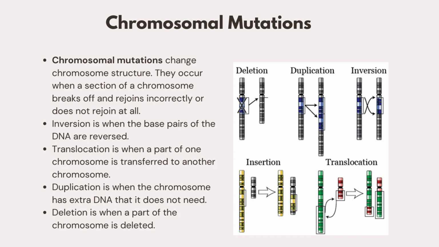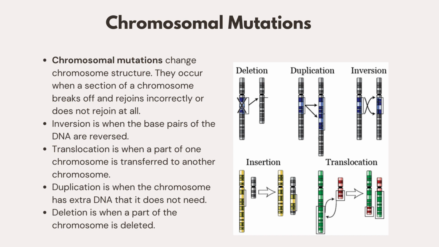Next is translocation. Translocation happens when a segment of one chromosome breaks off and attaches to another chromosome. This results in the transfer of genetic material from one chromosome to another. Duplication involves the presence of extra copies of a segment of DNA within a chromosome. This can occur due to errors during DNA replication or recombination processes. Duplication can lead to an increase in the number of certain genes, potentially resulting in genetic disorders.